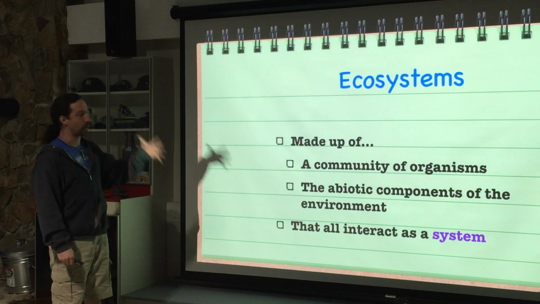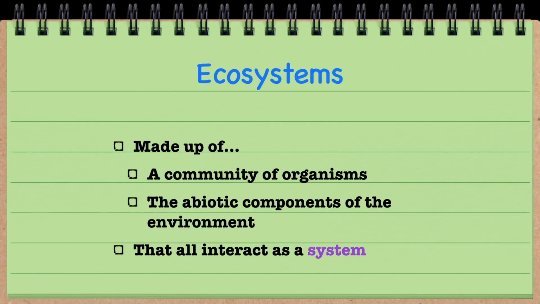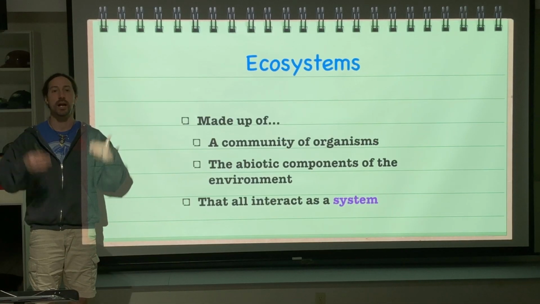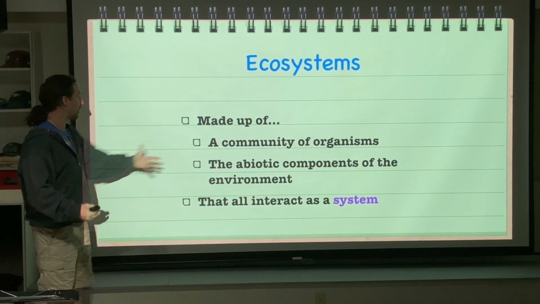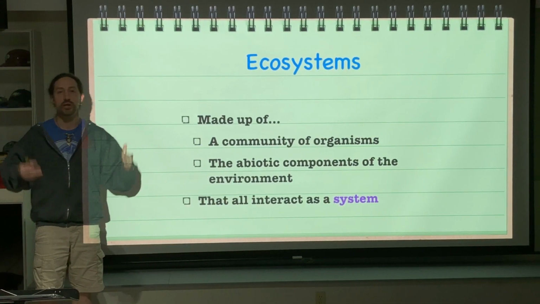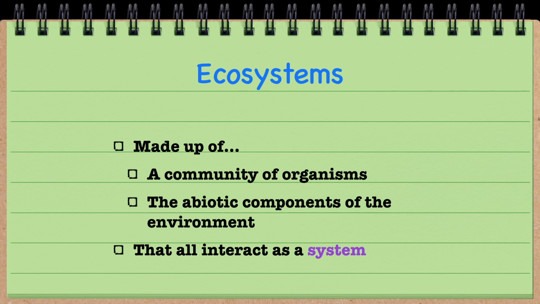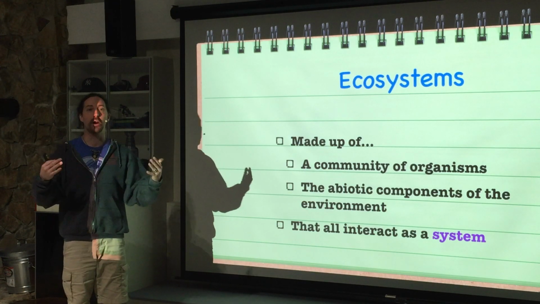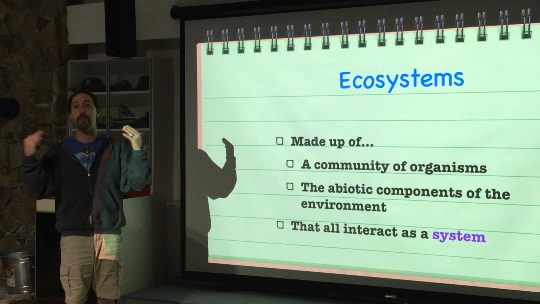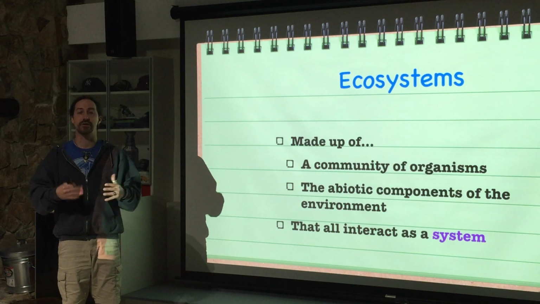Here we go. First off, ecosystems: what you need to understand is what components they're made of. Simply put, it's a community of organisms, because remember, ecosystems contain both biotic and also the abiotic components of the environment. So we have the combination of abiotic and biotic factors. All of those things have to interact as a system, and that's what separates out an ecosystem from a biome. Now we're looking at how all the biotic factors and the abiotic factors interact.